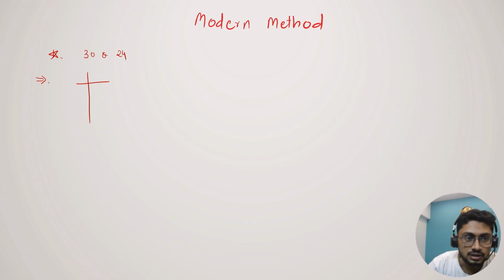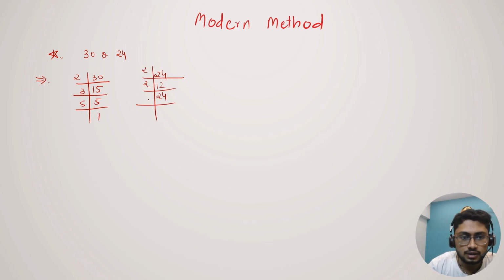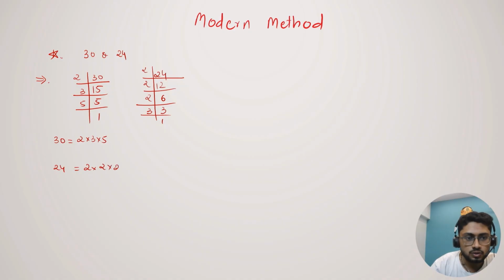Try to understand. 30: 2 fifteens are 30, 3 fives are 15, 5 ones are 5. 24: 2 twelves are 24, 2 sixes are 12, then 2 threes are 6, 3 ones are 3. What is the prime factorization of 30? 2 into 3 into 5. And what is the factorization of 24? 2 into 2 into 2 into 3.